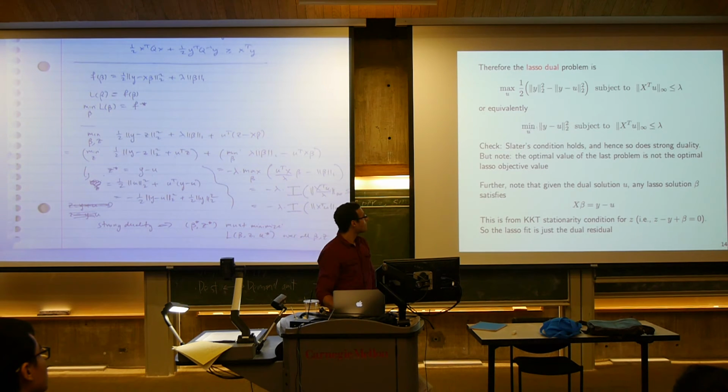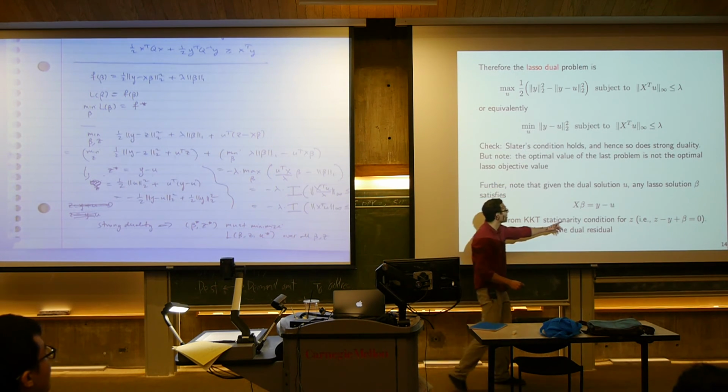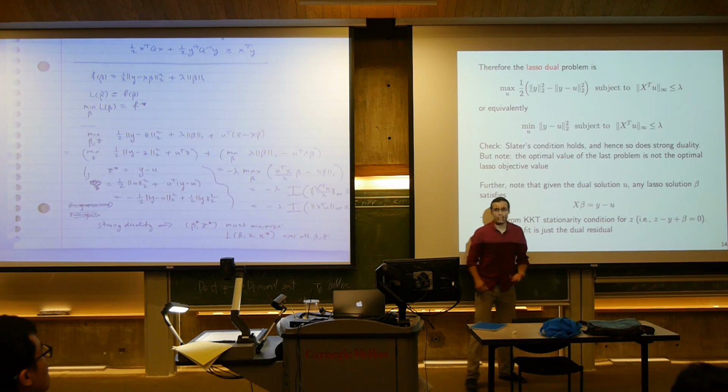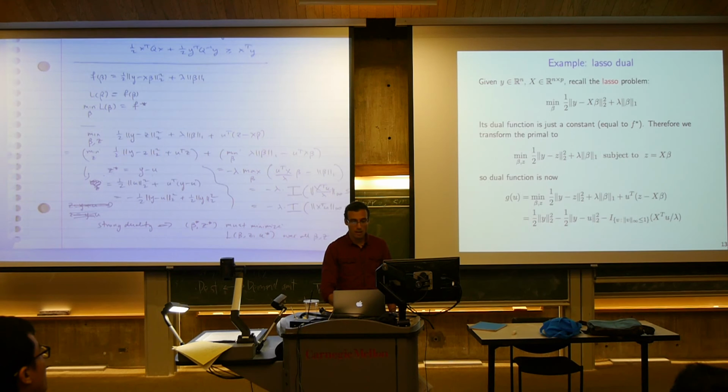So the dual solution is characterized by projecting y onto that convex polyhedron. And the primal fit, x beta, the lasso fit, is just the residual from that projection. Right? It's y minus the projected point. So there's some nice geometry that goes along with this that allows you to make statements about the lasso problem that otherwise would be difficult to say directly from this criterion.